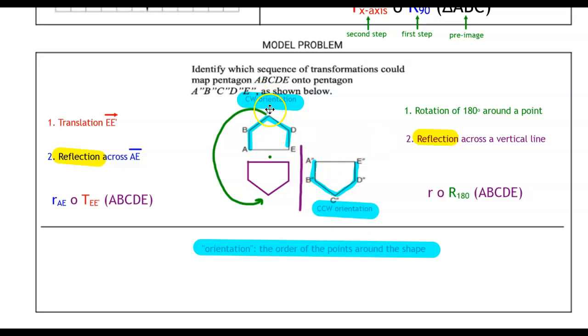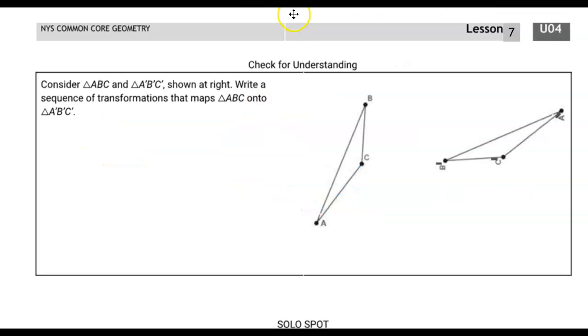Since these two shapes, the pre-image and the image, have different orientations, at some point in this composition of transformations, there must be a reflection. That's a good rule of thumb to keep in mind. If the orientation changes from the original pre-image to the new image, then there must be a reflection somewhere in your composition.